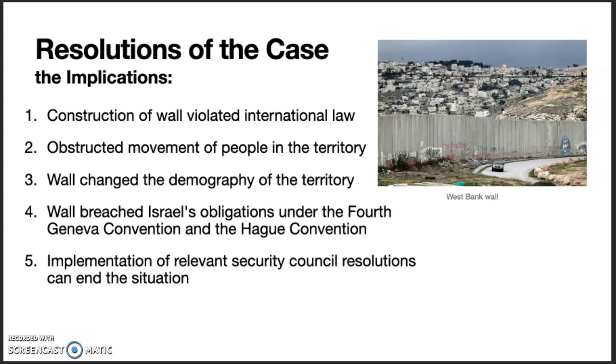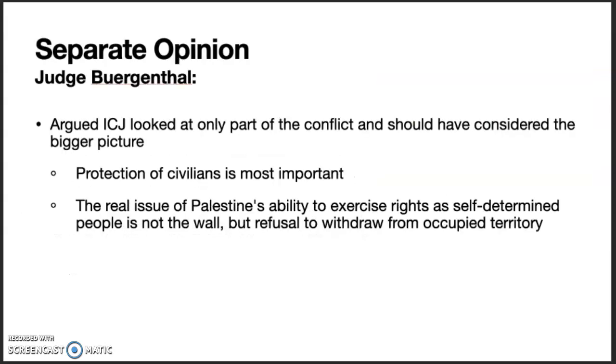The wall also breached Israel's obligations under the Fourth Geneva Convention and the Hague Convention because the route chosen infringed on the rights of the Palestinians in the territory. Furthermore, both Israel and Palestine were under obligation to observe the rules of international law, as illegal actions had occurred on both sides. A separate opinion by Judge Bergenthal was raised against the decision to look for advice from ICJ.